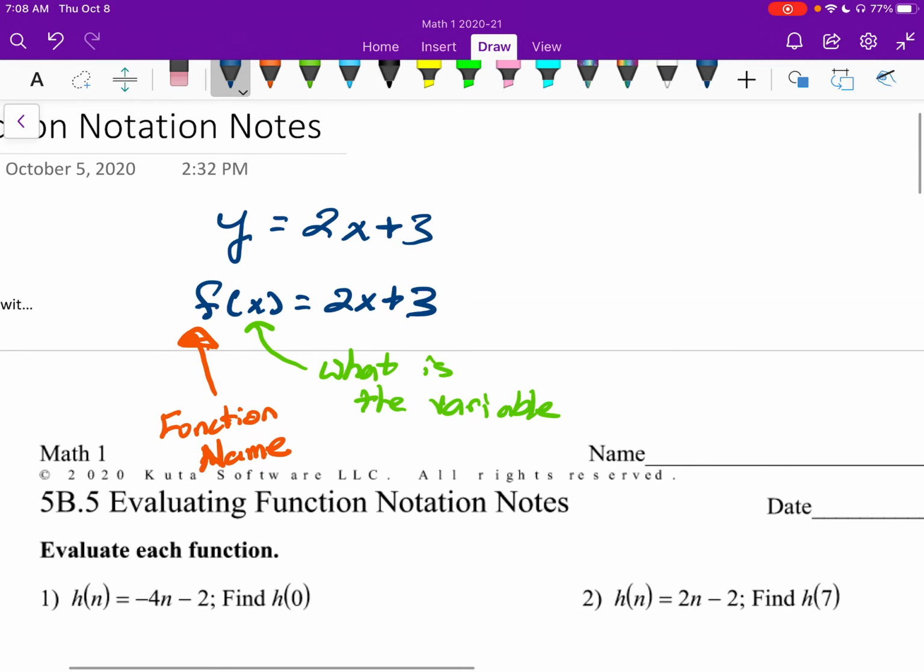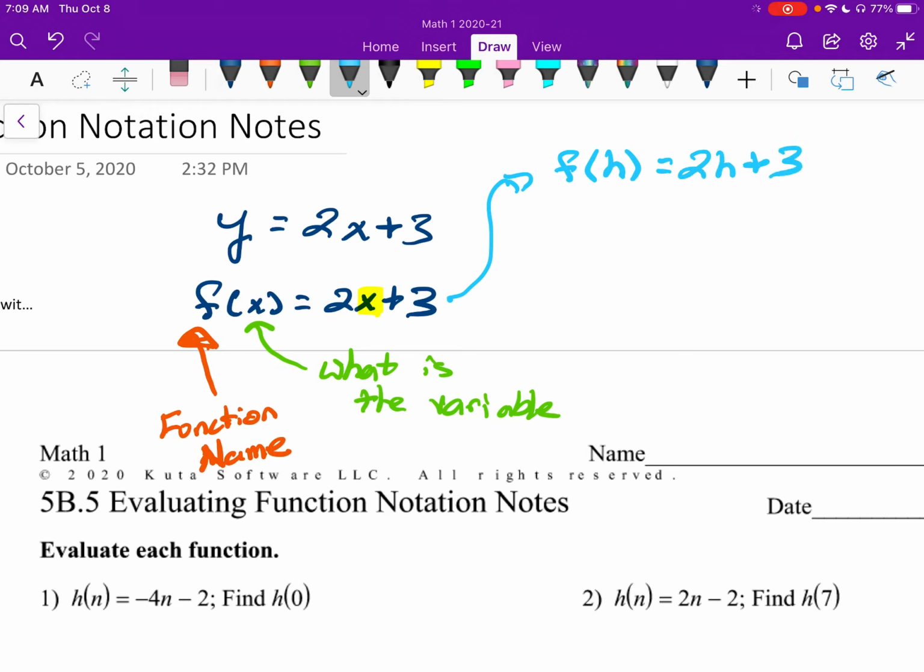So, still working on our scratch work up here. If I were to rewrite this guy as f of, I don't know, we'll say f of h equals, well, I've just changed my variable. My variable was x, but now it's h. So I'm going to have to rewrite this as 2h plus 3, right? All that's in there tells us what is our variable.